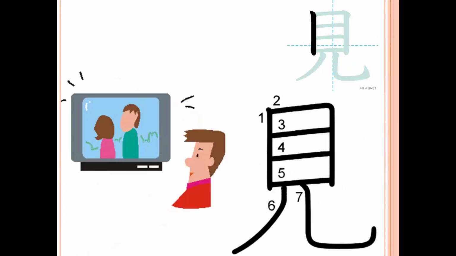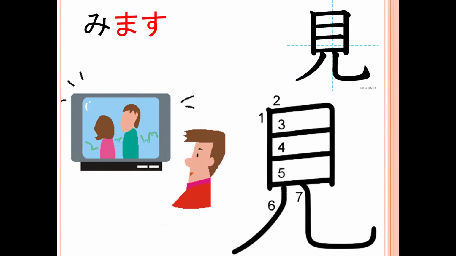And in the third slide, this person is watching the TV. He is seeing the TV; seeing, looking, watching, everything comes as seeing. So the corresponding Japanese verb for seeing is mimasu. The corresponding kanji is also given here on the right side. The animation is also showing you how to write this kanji. So 7 strokes are needed to write this kanji.